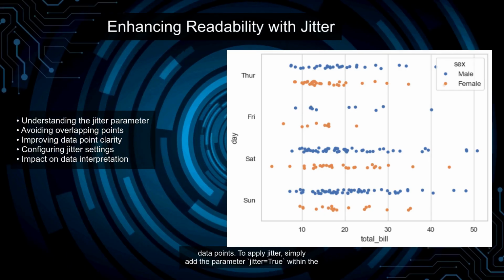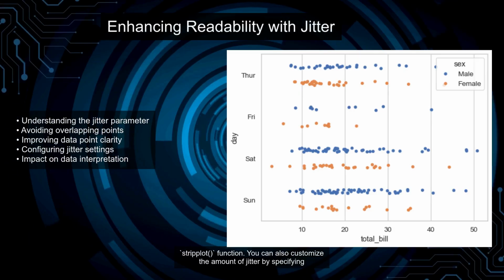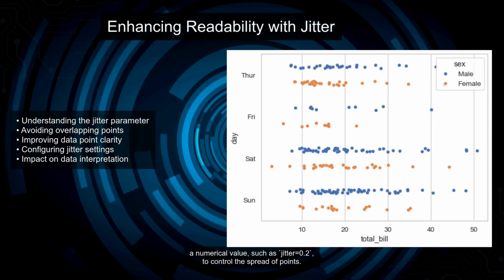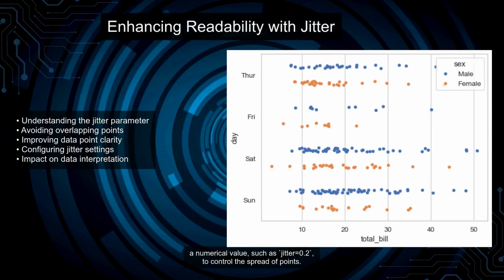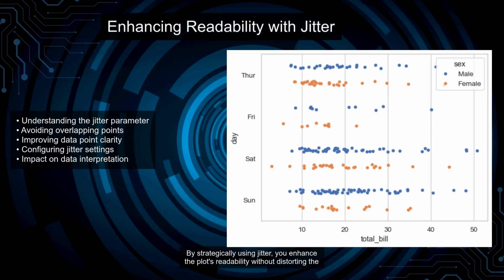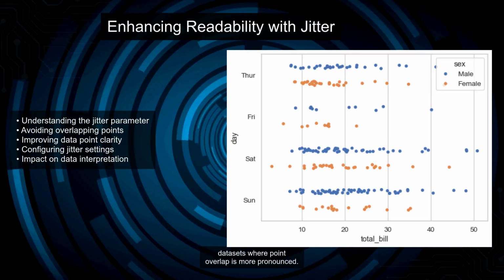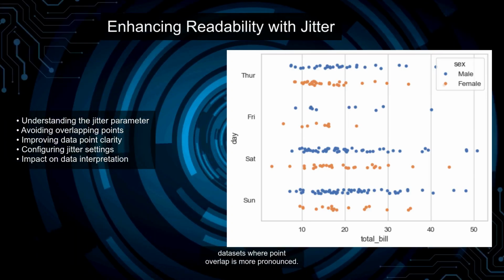To apply jitter, simply add the parameter jitter=True within the stripplot function. You can also customize the amount of jitter by specifying a numerical value, such as jitter=0.2, to control the spread of points. By strategically using jitter, you enhance the plot's readability without distorting the underlying data trends. This technique is particularly useful when dealing with larger datasets where point overlap is more pronounced.